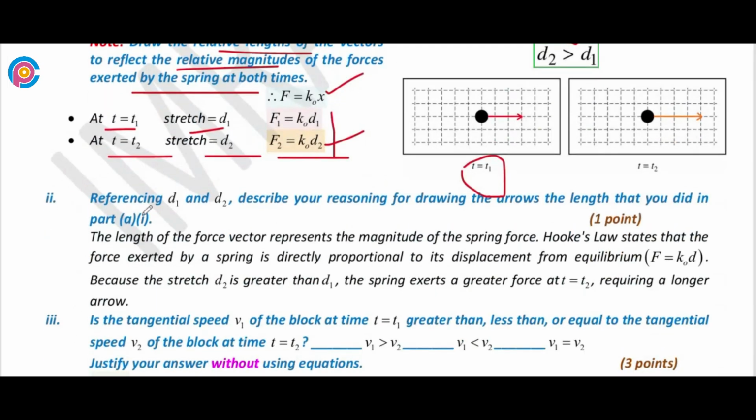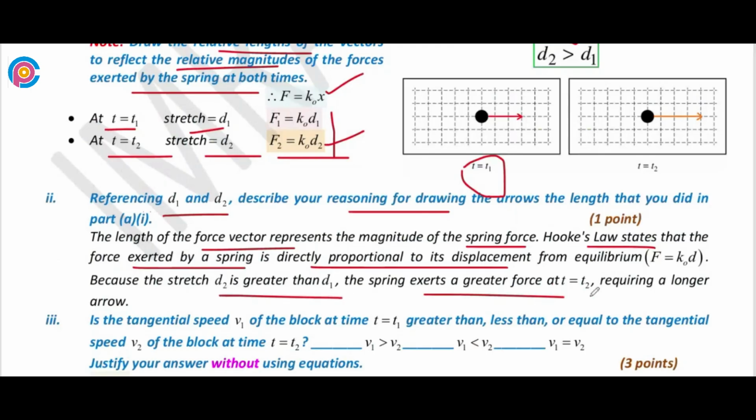Referring to d1 and d2, describe your reasoning for drawing the arrow lengths as you did in part A. The length of the force vector represents the magnitude of the spring force. Hooke's law states that the force exerted by the spring is directly proportional to the displacement from equilibrium. Because the stretch d2 is greater than d1, the spring exerts a larger force at t equal to t2, requiring the longer arrow. That's the reason you can see the longer arrow.